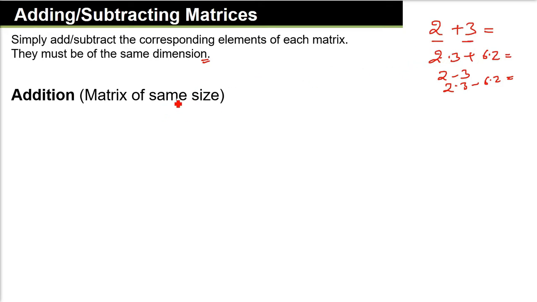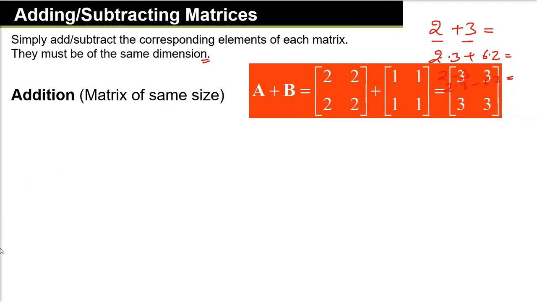The only situation is that the dimensions have to be the same. Let us take a very simple example. We have a matrix A which is 2, 2, 2, 2. B is 1, 1, 1, 1. When we try to add, we add the corresponding elements. First, both matrices are 2 by 2, so they can be added.